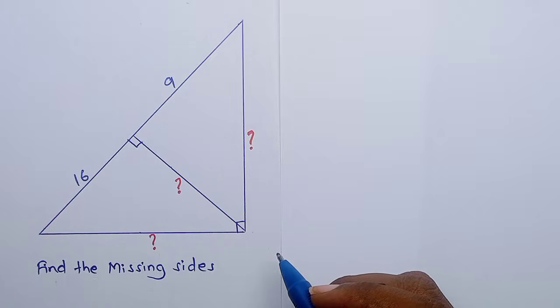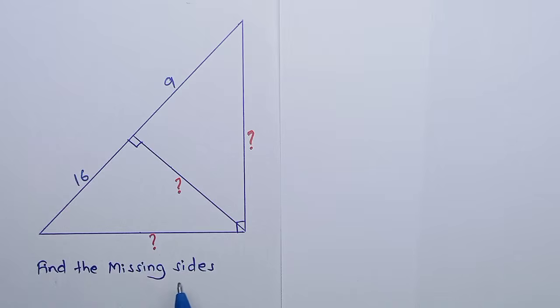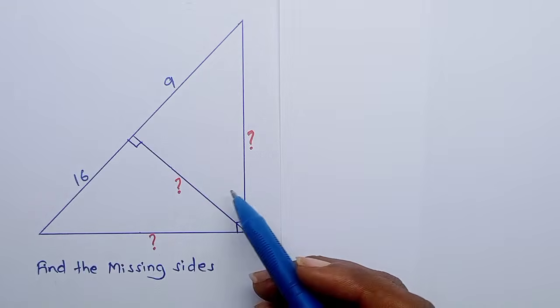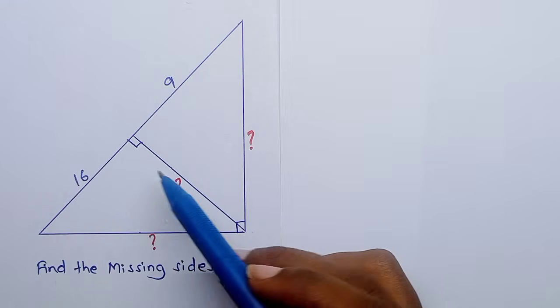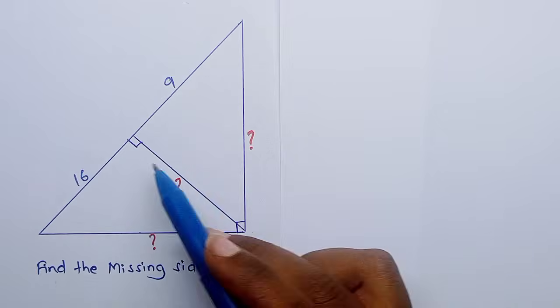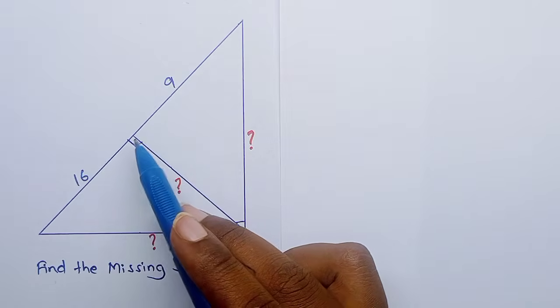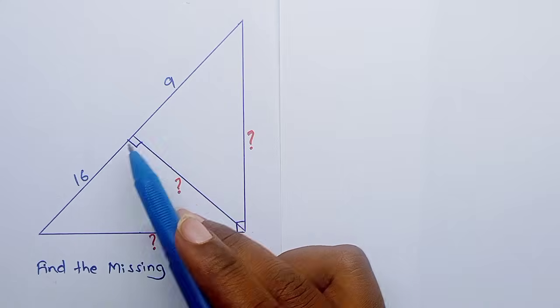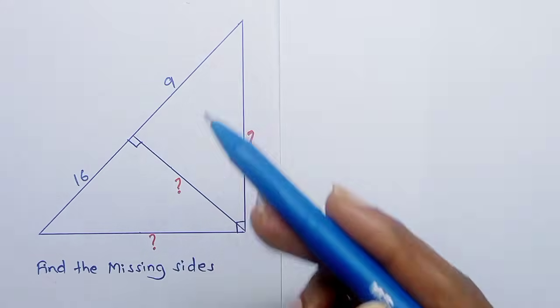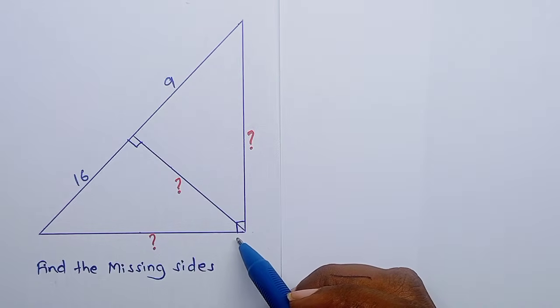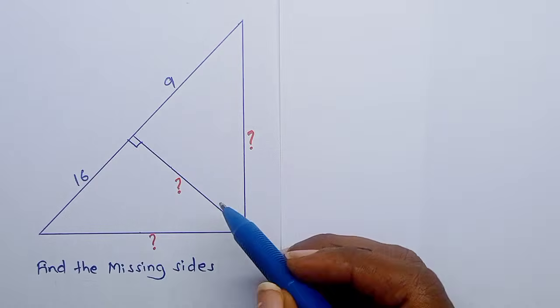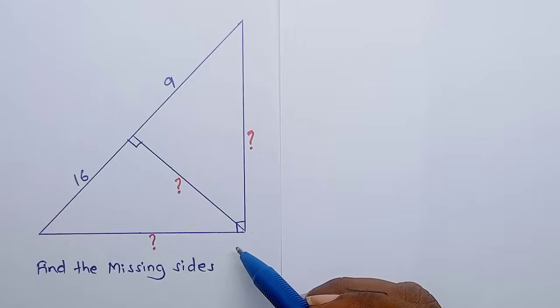In this video, they are requiring us to find the missing sides. So we have this right triangle, and inside it, we have two right triangles. This is 90 degrees. This is 90. So it implies that also this is 90 degrees since this is a straight line. So this here is also 90 degrees. So it's a right triangle. This inside is a right triangle. Also this one is a right triangle.